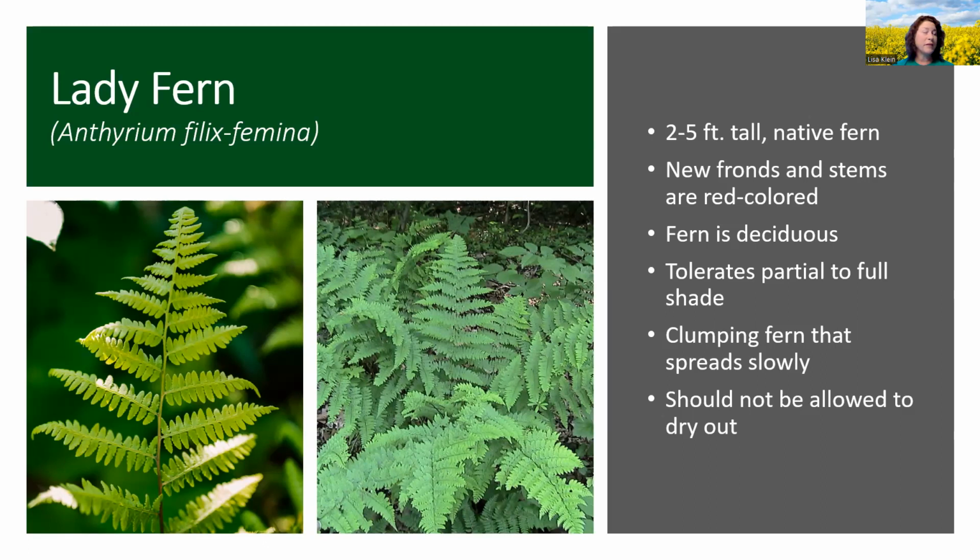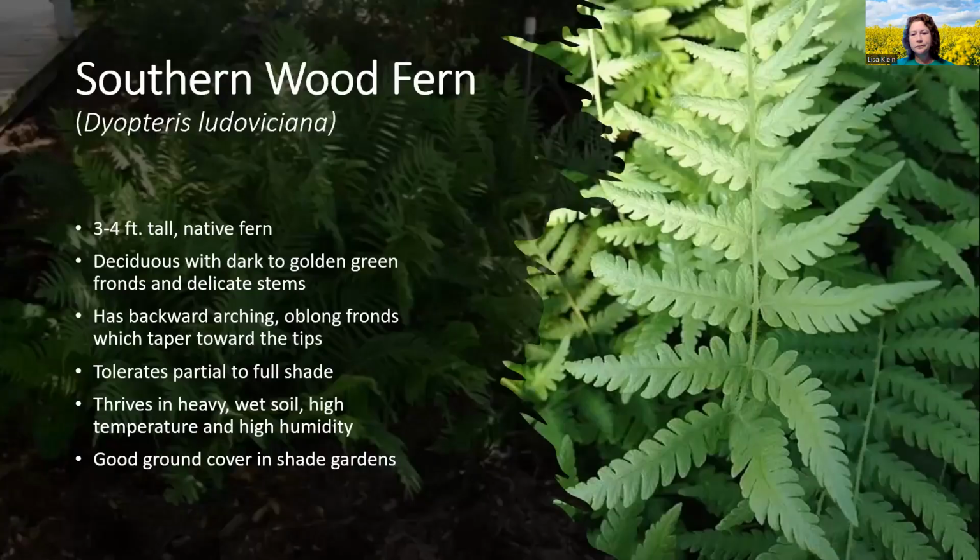I probably should move them because they aren't a fan of upland areas. But anyway, these are also a nice addition to the woodland garden. So the southern wood fern, again, native, 3 to 4 feet tall. These are deciduous, meaning they die back in the wintertime, and they're going to have that kind of a pretty golden green color. They have these really kind of backward arching fronds that taper around the tip, and they will tolerate kind of the dappled sun to full shade.